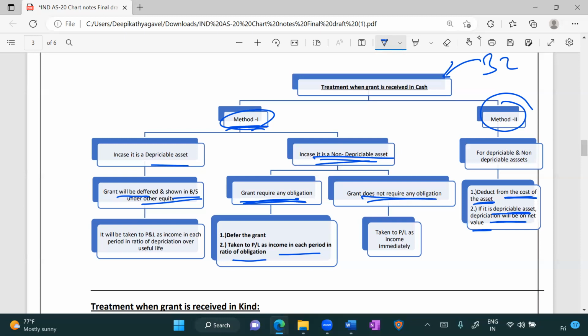Similarly, if the grant does not have any obligation attached, you can use it however you want. The standard says directly take the entire amount of the grant to your P&L as income immediately. Take it to your P&L as income immediately, right?